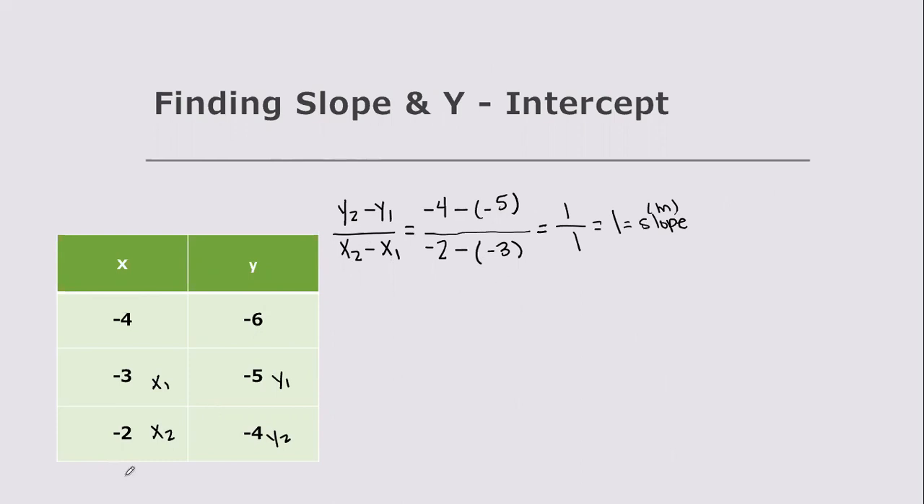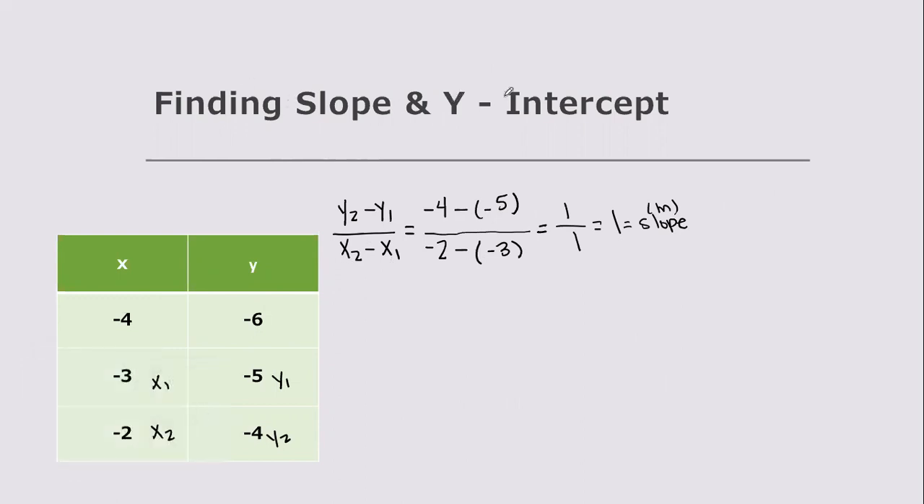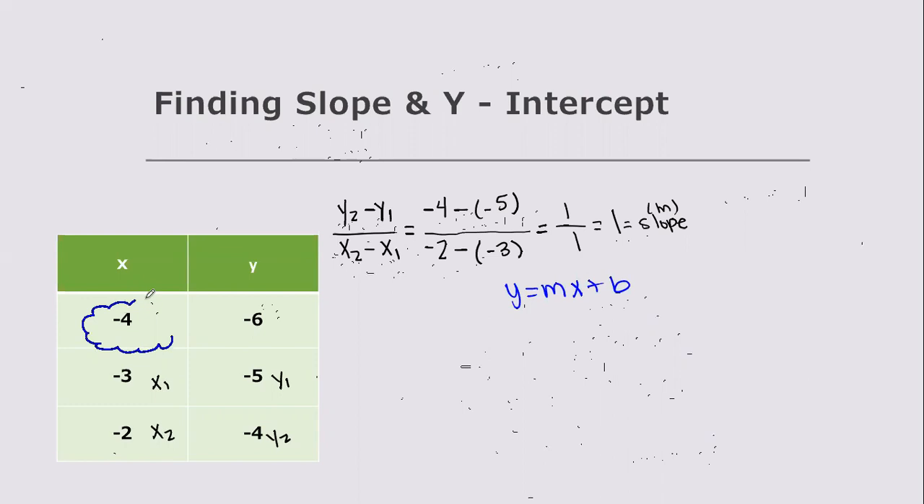So now we need to find our y-intercept. So y equals mx plus b. If you already feel like you know it and you've already done it, awesome. Private message me in the chat. So I need to pick a point. So I'm going to choose this point, this x and this y. So I'm going to substitute these values into my equation.